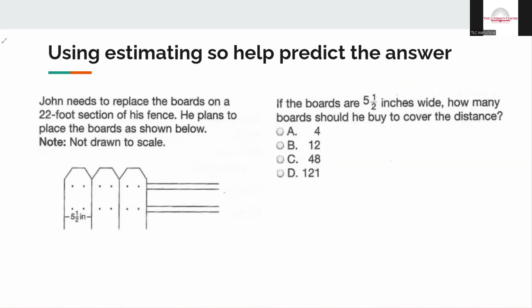This question was actually in a practice test in the no calculator section, which makes it even more important that you use estimation.